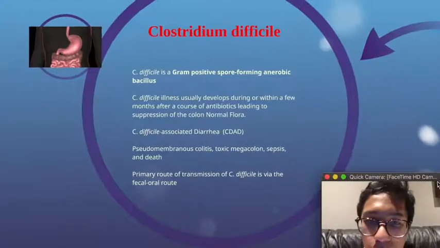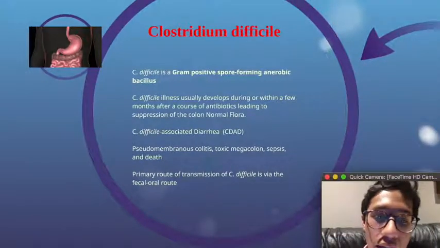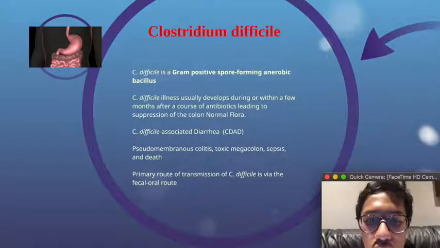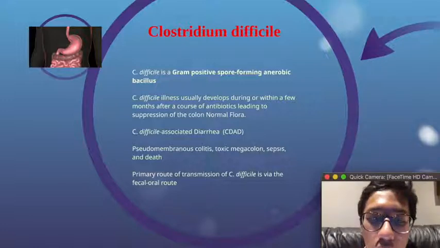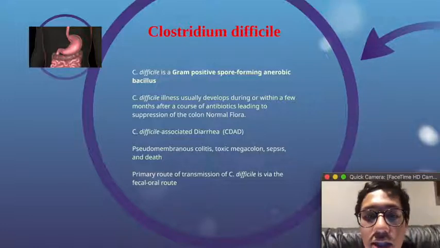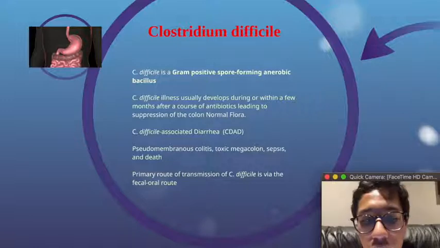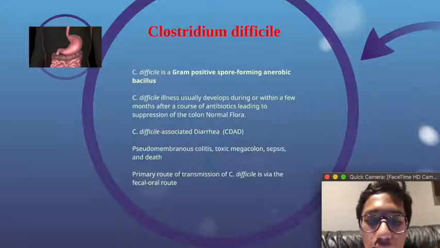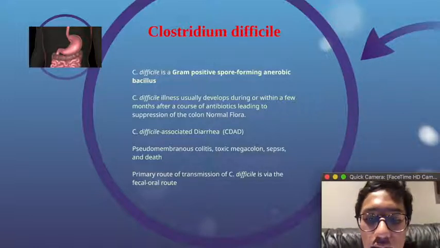Clostridium difficile is a gram-positive spore-forming anaerobic bacillus. Clostridium difficile illness usually develops during or within a few months after a course of antibiotics, leading to suppression of the colon's normal flora. It is associated with diarrhea and pseudomembranous colitis, toxic megacolon, sepsis, and death.